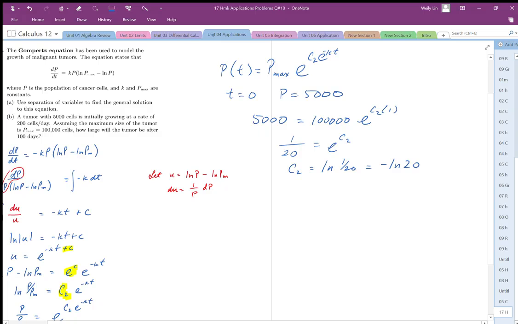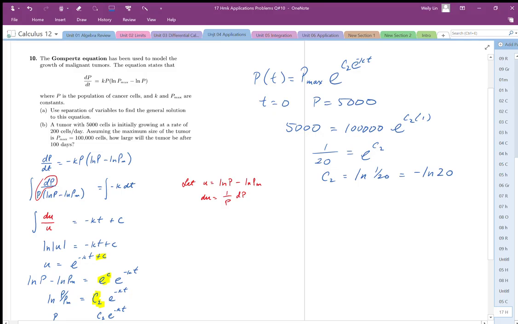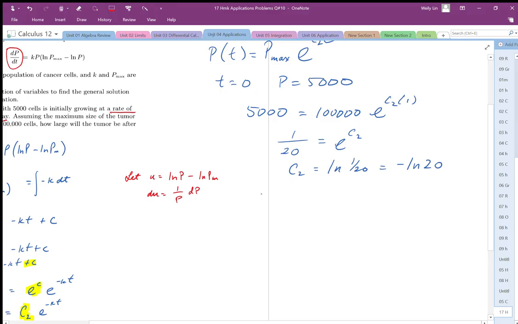I also need to solve for the K value. Now for the K value, they give you that the tumor with 5,000 cells is growing at a rate of, and this is important, a rate of 200 cells per day. Well, that's what this is equal to. That's my differential equation. It's equal to 200 cells per day. So then I'm going to rewrite this as dP by dt is going to be 200 cells per day. When we don't know k, that's what we're solving for.